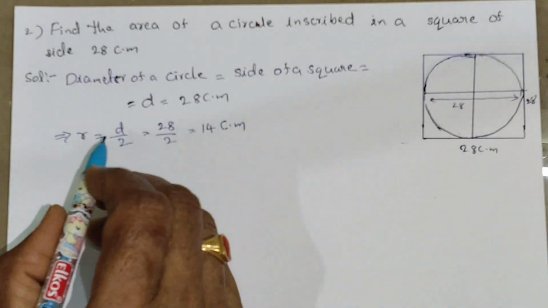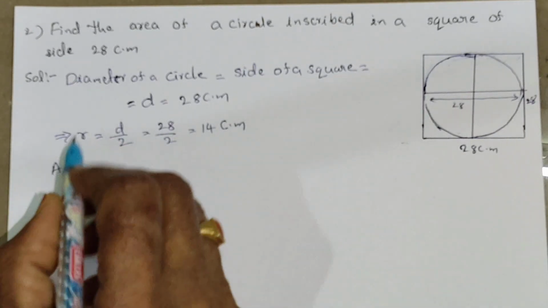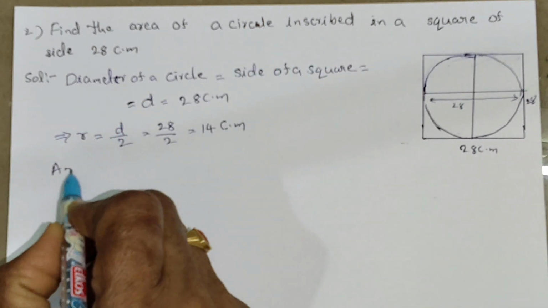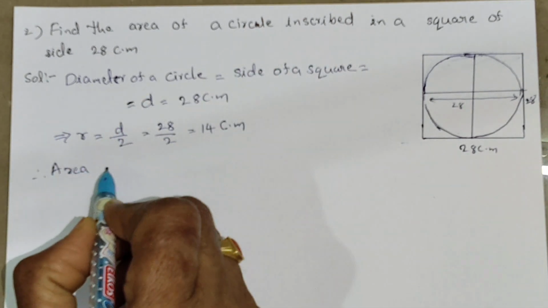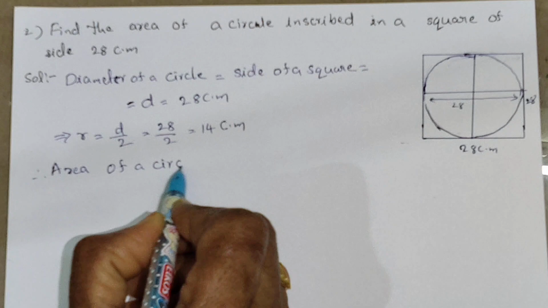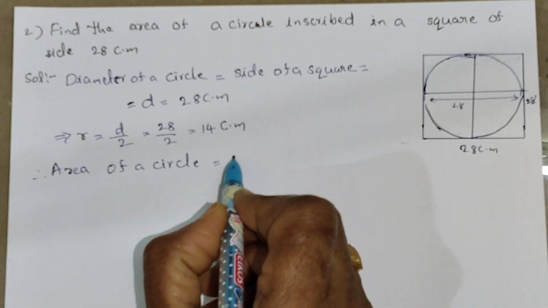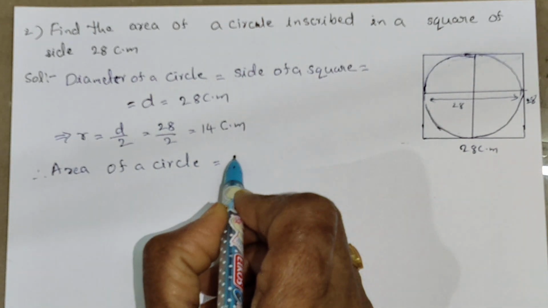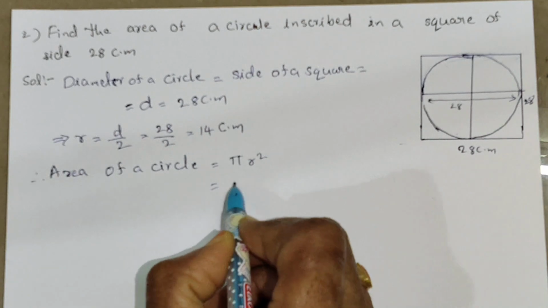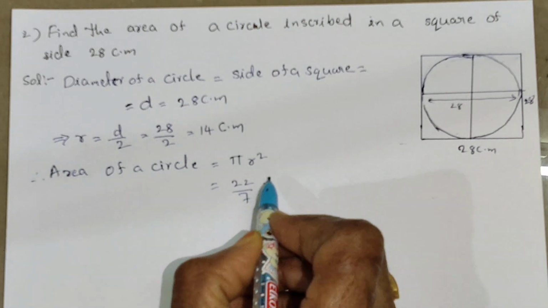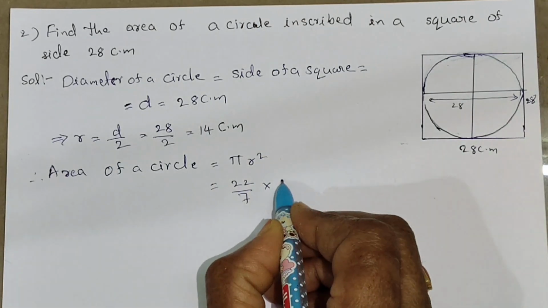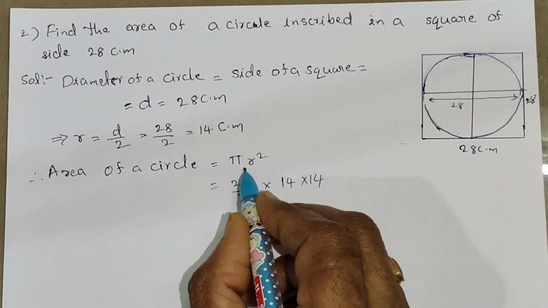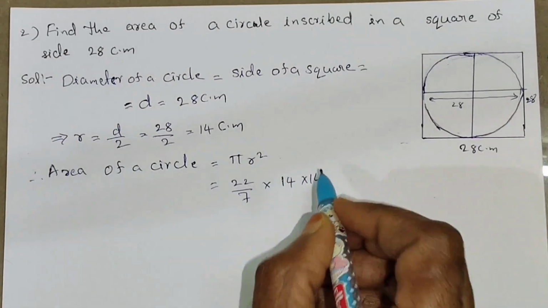14 centimeters. Now we find the area of a circle. Area of a circle, the formula is pi r square. Here pi is equal to 22 by 7, and r is equal to 14. So r square means we write 14 into 14.